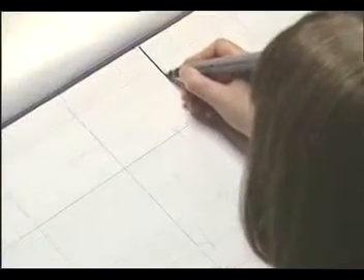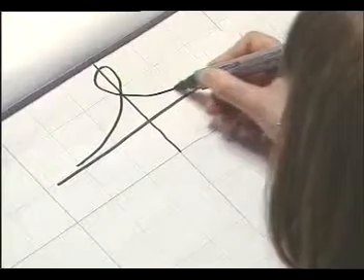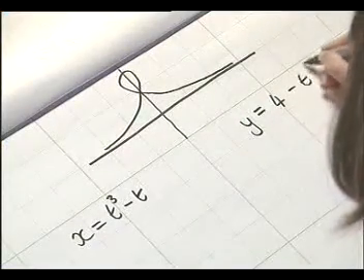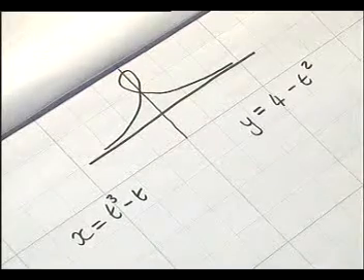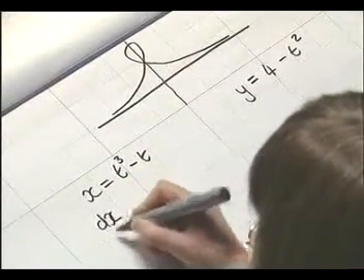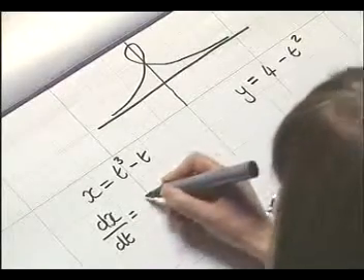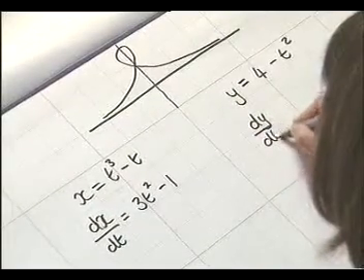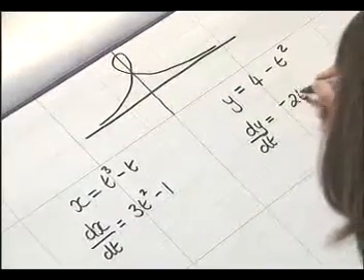Let's look at another example, one that's a little bit more complicated. The parametric equations for this example are x equals t cubed minus t and y equals 4 minus t squared. Again, to find the gradient function of the equation, we're going to differentiate each with respect to the parameter. So dx by dt is 3t squared minus 1, and dy by dt is equal to minus 2t.